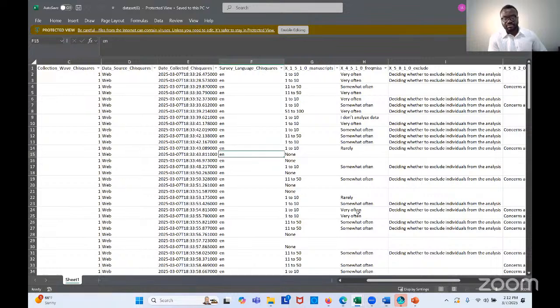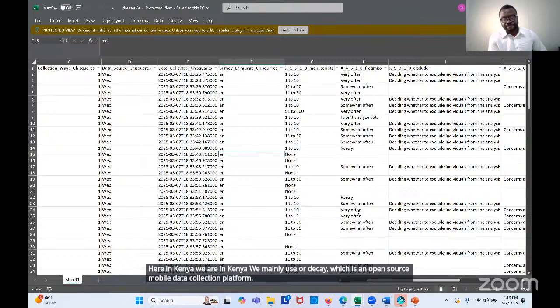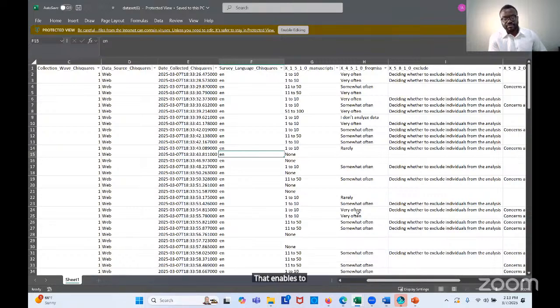Thank you, Prof. I'm Shandrak Mutoka from Kenya. Here in Kenya, we mainly use ODK, which is an open source mobile data collection platform that enables us to collect survey data. Now, my question is, does ODK meet minimum standards for data collection?